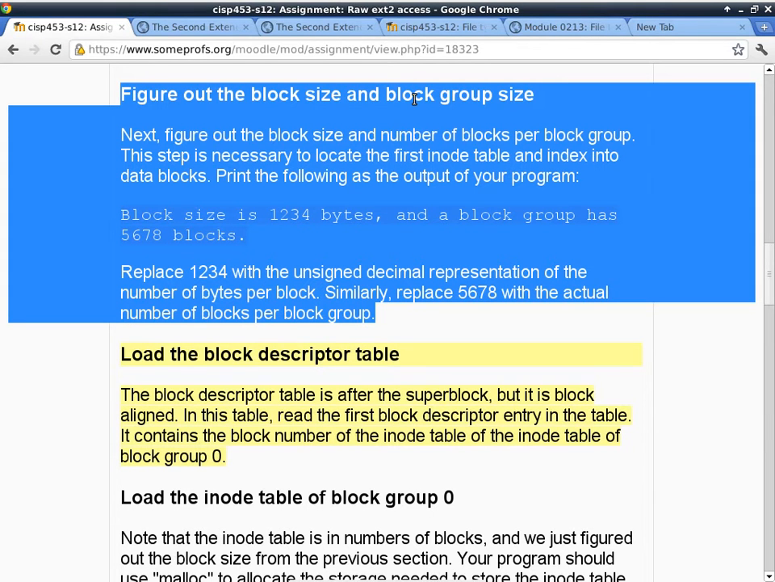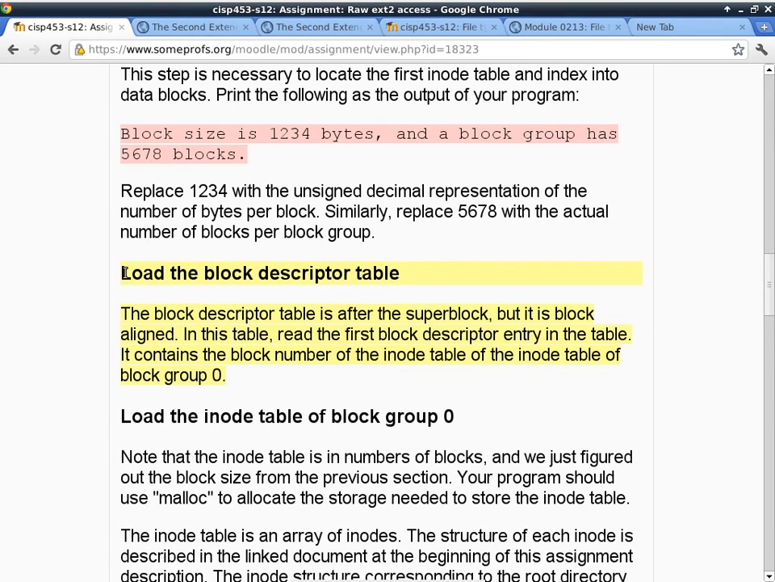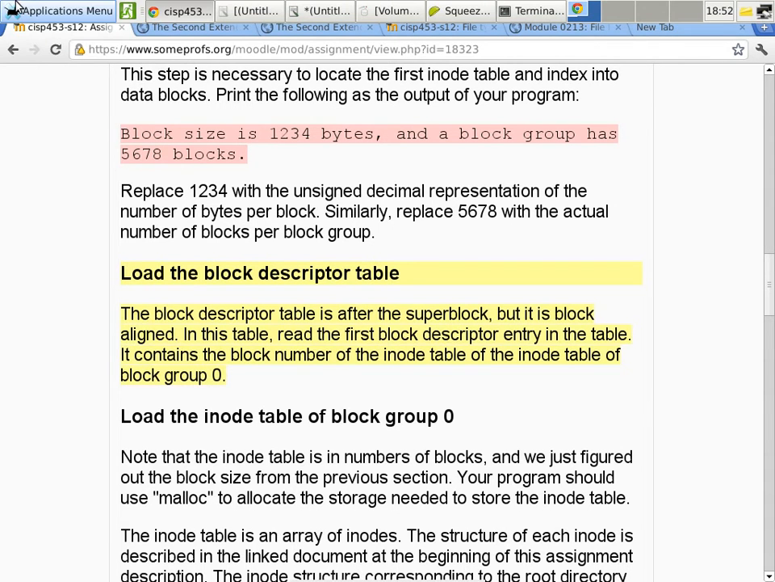Questions? No questions? Okay. So the next thing to do is to load the block descriptor table. The block descriptor table is right after the superblock, but it is block aligned. Okay, so right here, let's stop and see. But what do we mean by it is after the superblock, but it is block aligned?